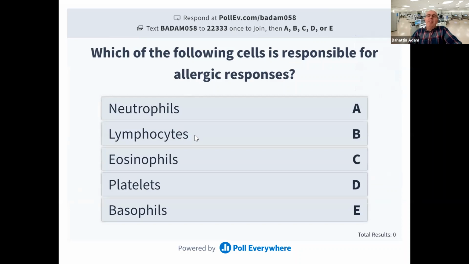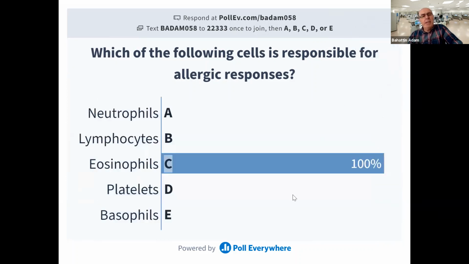Which of the following cells is responsible for allergic responses? Neutrophil, lymphocyte, eosinophil, platelet, basophil. Let's see. Eosinophil. I will choose the basophil. The correct answer is basophil.